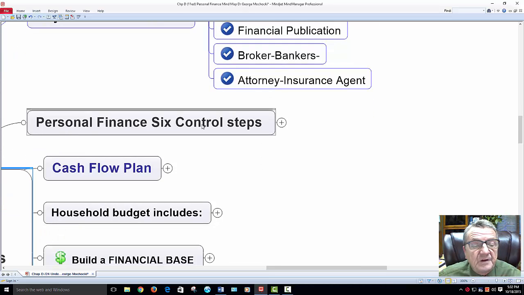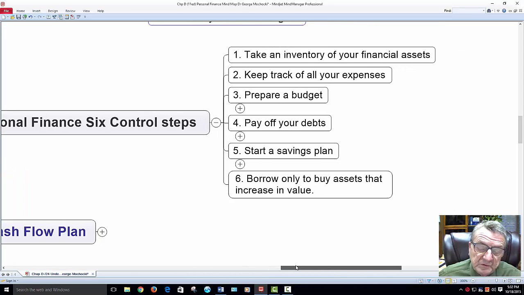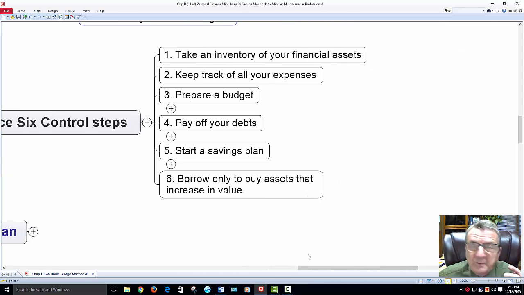Okay, now personal finance, 6 control steps. What you should know to control your personal finance. And sometimes we all slip. Yes, Dr. George slips also. You know what I mean? Dr. George has student loans he has to pay back. There's a lot of things, but the economy happened. A lot of things happen, but that happens in business.